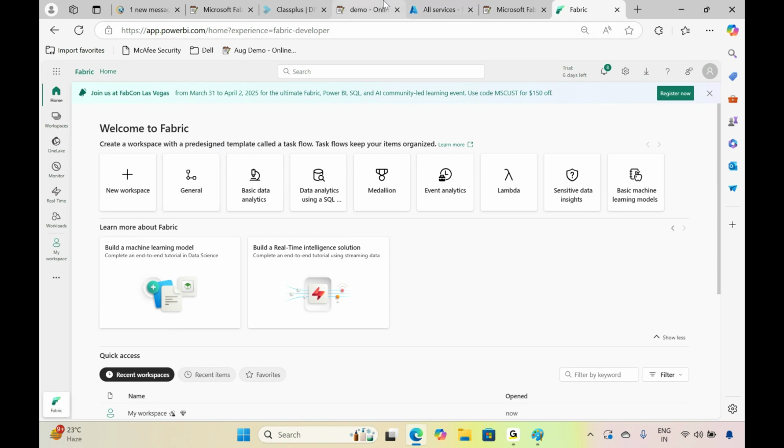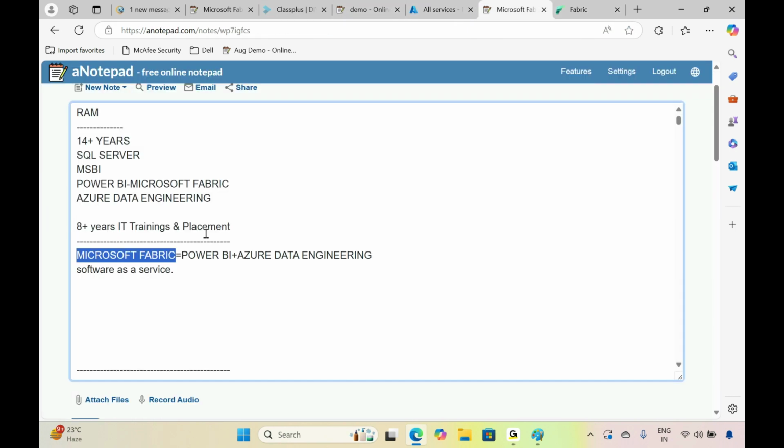Okay, there are still many students in confusion. Sir, do I need to learn a Power BI course separately? Do I need to learn an Azure Data Engineering course? Or do I need to learn Microsoft Fabric? Out of these three, which one do I need to learn? Because when we get inquiries from students, some people ask, sir, I want to learn Power BI. Some people ask Azure Data Engineering. Some people ask Microsoft Fabric.